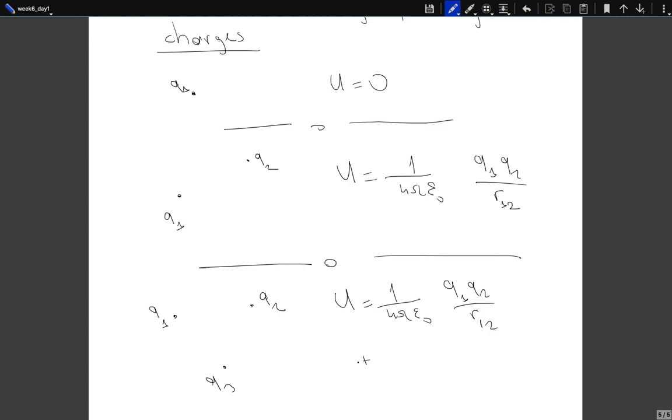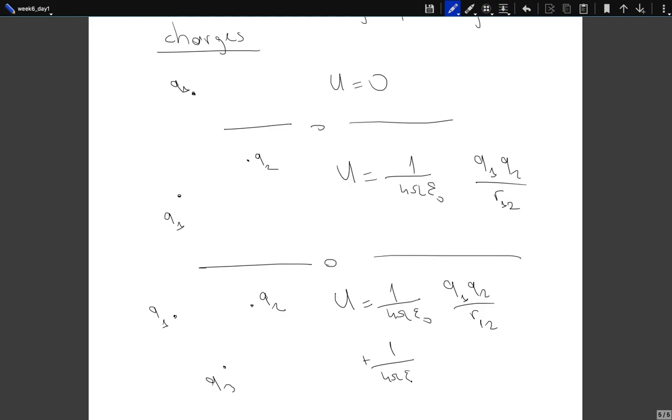Then to bring the third charge, we need to do work against the force acting on it created by the first charge and also by the second charge. So we basically do work against these two forces. Well, the work that we do against the force created by the first one basically has the same form.